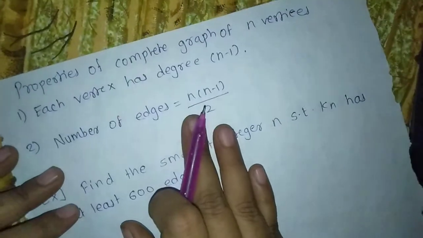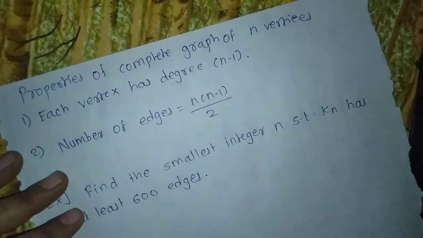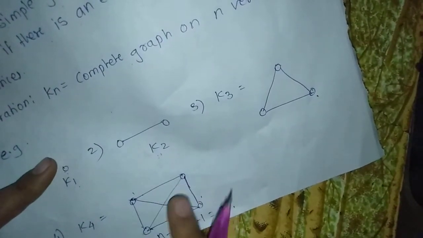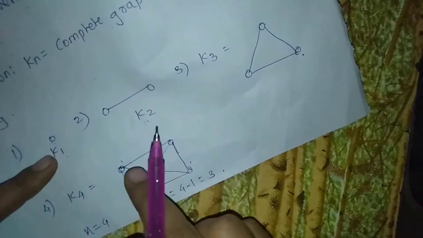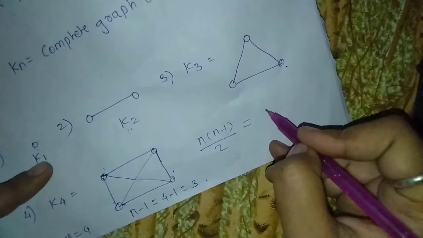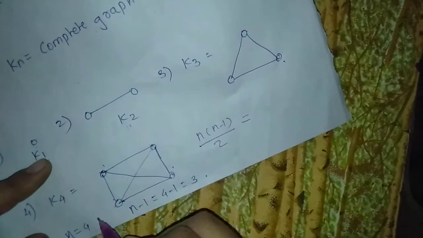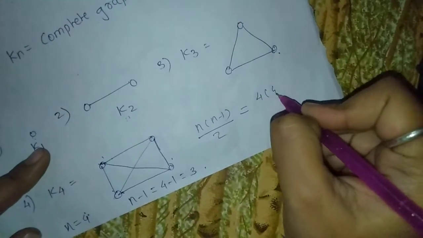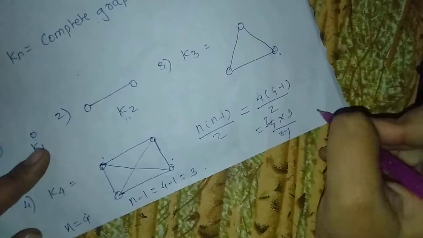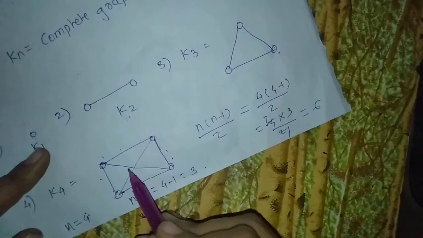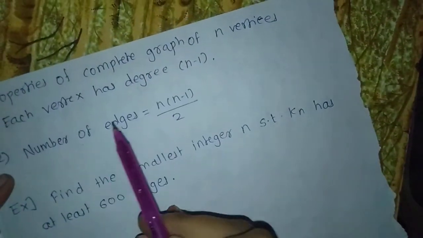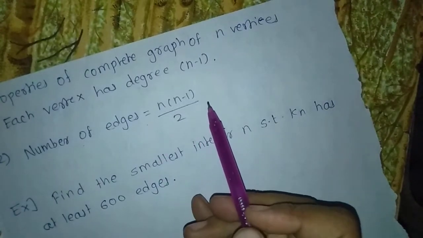And next, the number of edges is equal to n into n minus 1 upon 2. Here the total number of edges is 1, 2, 3, 4, 5, 6. That means n into n minus 1 upon 2 gives the total number of edges. N is equal to 4, so 4 into 4 minus 1 upon 2 is equal to 4 into 3 upon 2. 2 ones are 2, 2 twos are 4, so it is equal to 6. The total number of edges is nothing but 6 for K4. So the property of a complete graph is that the number of edges is equal to n into n minus 1 upon 2.